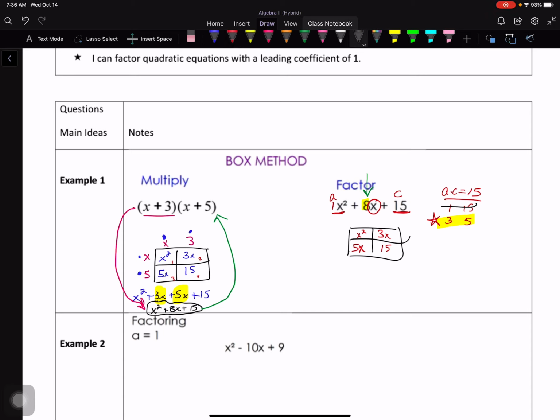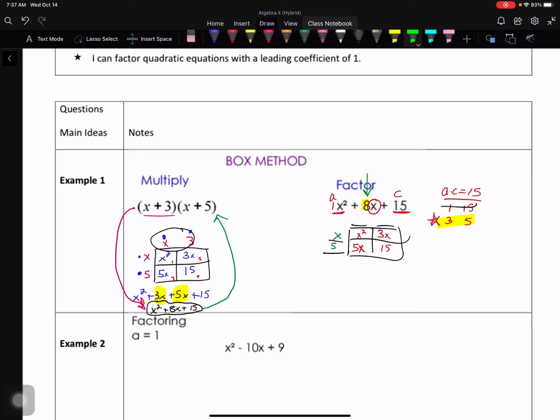Then we want to figure out what we're putting on the outside of this box, like we had over here. What's going to be on the outside to give us our two binomials? To figure that out, we look for the greatest common factor. We'll start with the top row. x squared and 3x, what do they have in common? Hopefully you could tell me that they both have an x. So we're going to take an x out. And we'll go to the bottom row. 5x and 15, what do they have in common? That would be a 5.